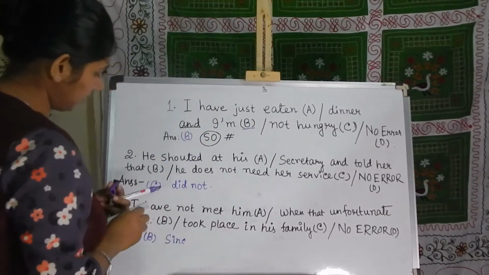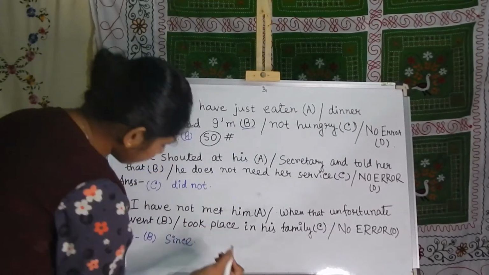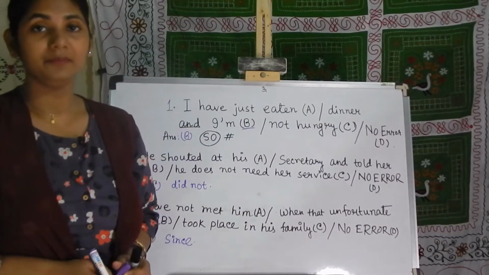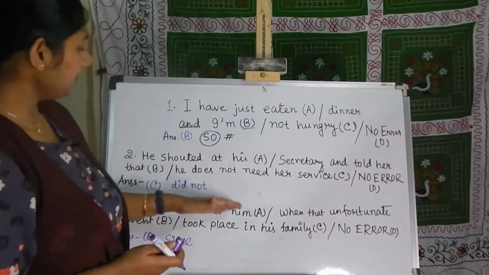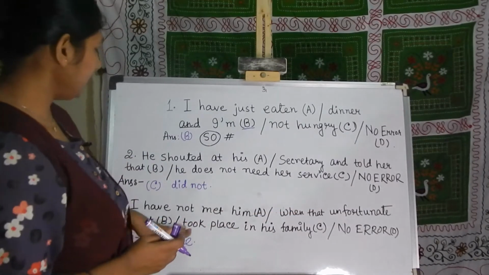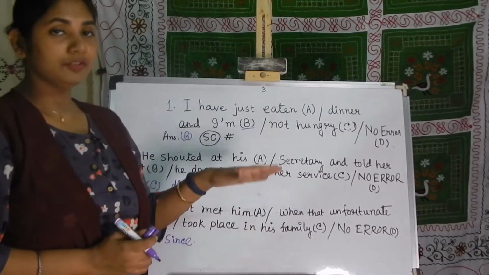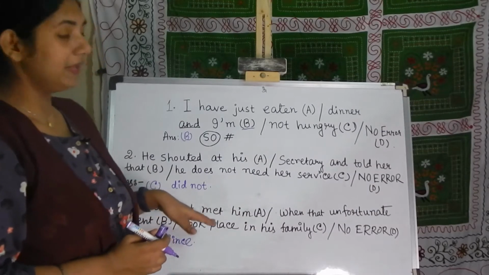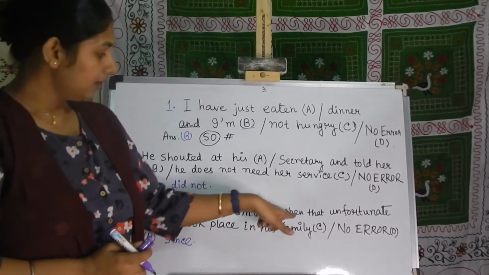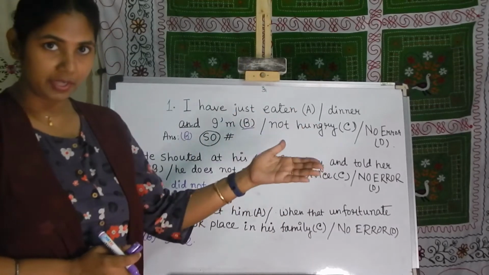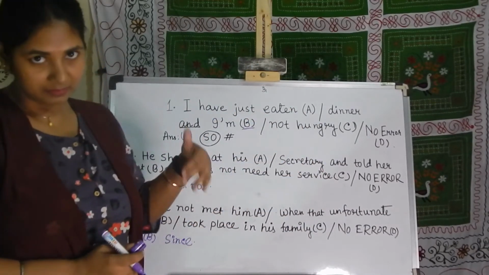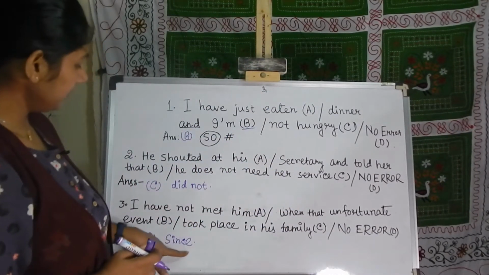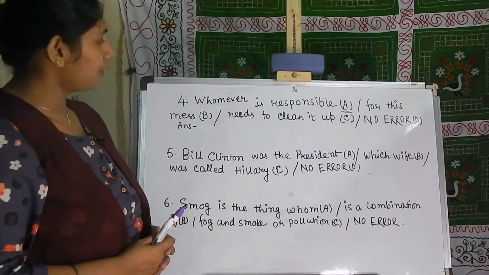Why since? Because since indicates a particular period of time in the past. I have not met him since that unfortunate event took place in his family. The event had already taken place, and the person has not met him since then. The unfortunate event happened before, and he had not met the family members since that time. So that's why since.